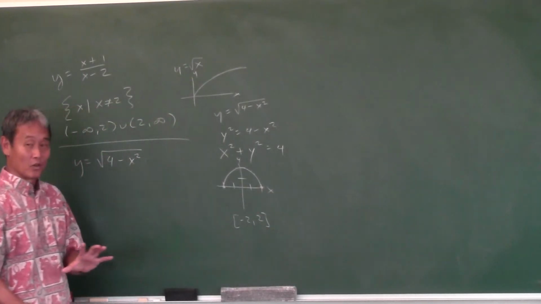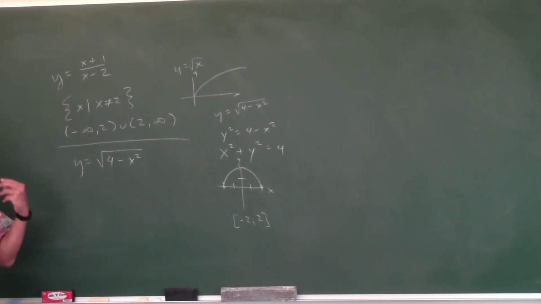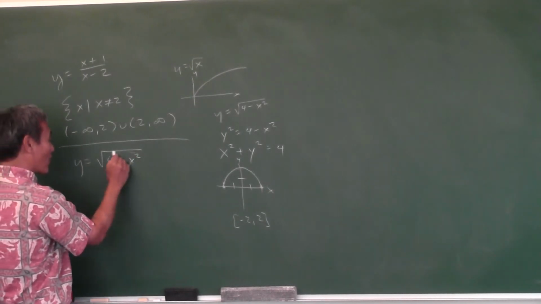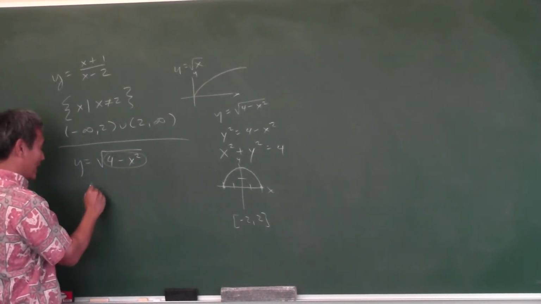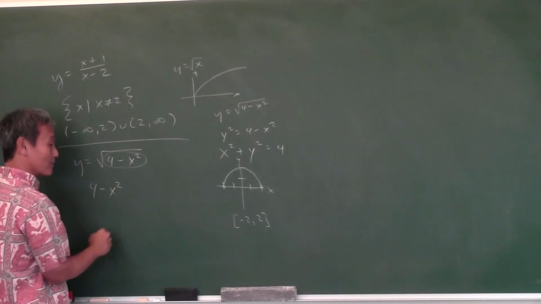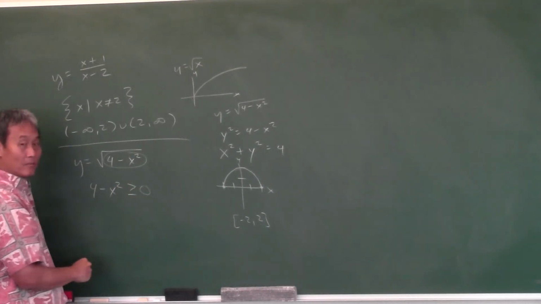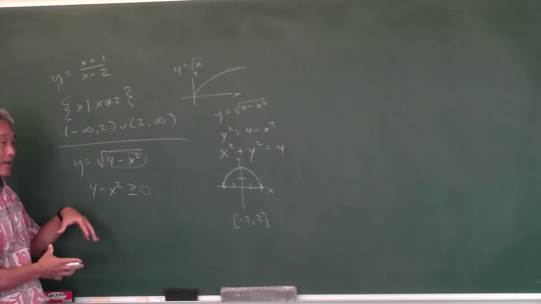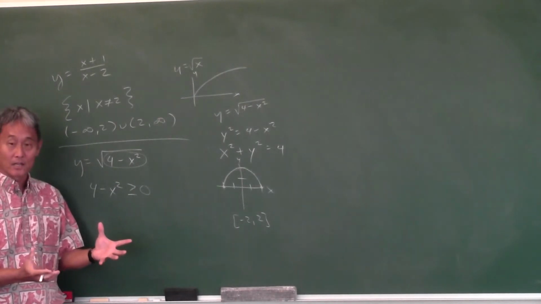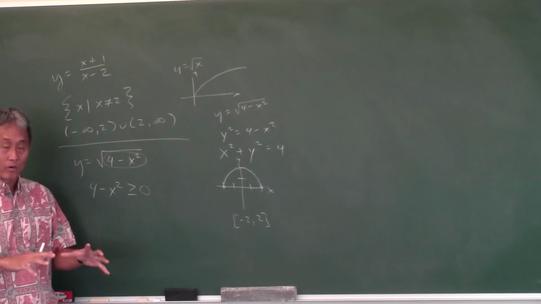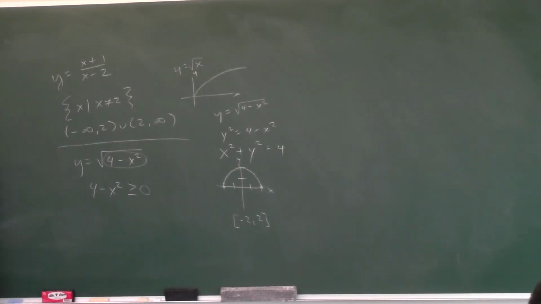Well, that's because you know what the graph is, but what happens when I give you something where you don't know what the graph is? Then you better have something you can rely on. Whenever you have a square root function, the inside of the radical has to be greater than or equal to 0, because if you square root a negative number, you're going to get imaginary things. But we're only working with real numbers here. So whenever you see a square root, the inside has got to be greater than or equal to 0.